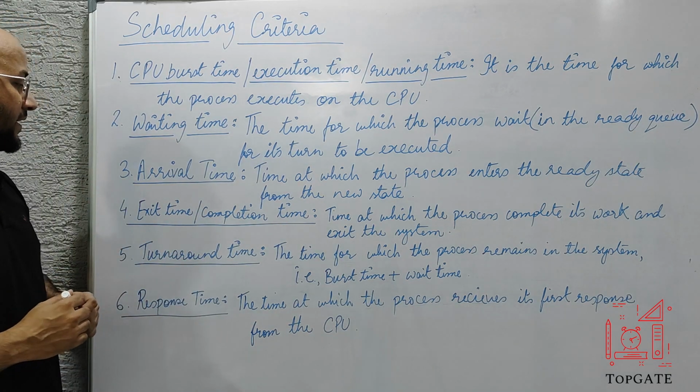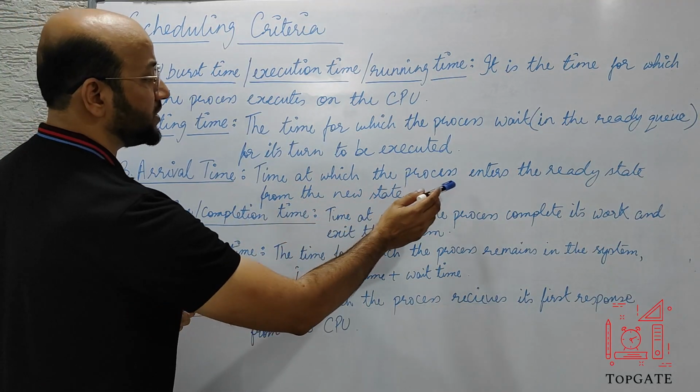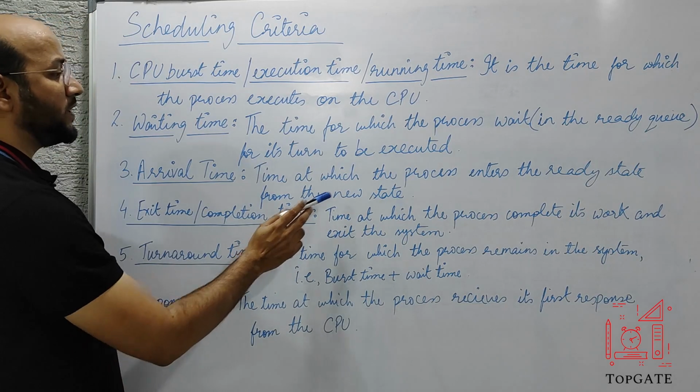The third criteria is the arrival time. Now what is arrival time? It is the time at which the process enters the ready state from the new state.